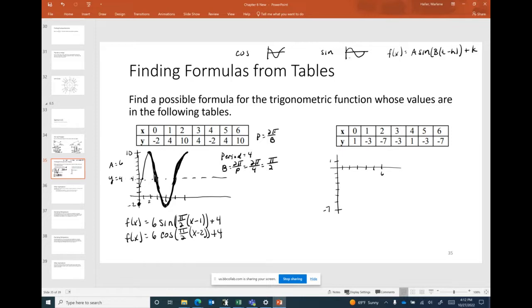All right. When x is 0, y is 1, so we're starting high on this one. X is 1, y is -3. Where is that? 1, 2, 3. It's right here. That's our midline. Also, that's halfway between 1 and -7. All right, so when x is 1, we're here. When x is 2, we're at the low. When x is 3, we're back at the midline. At x equals 4, we're back up at the high point. And then it just starts over again.